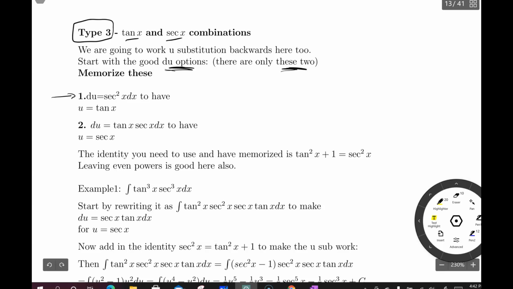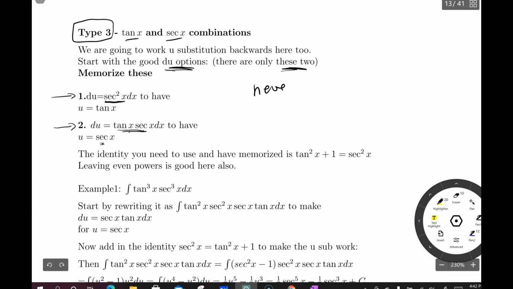So one option for a du is secant squared x dx because my u would be tangent. You know the derivative of tangent is secant squared. The other option for your du is secant tangent. And that's because if I let u equal secant, the derivative of secant is secant tangent. So these are the only options.